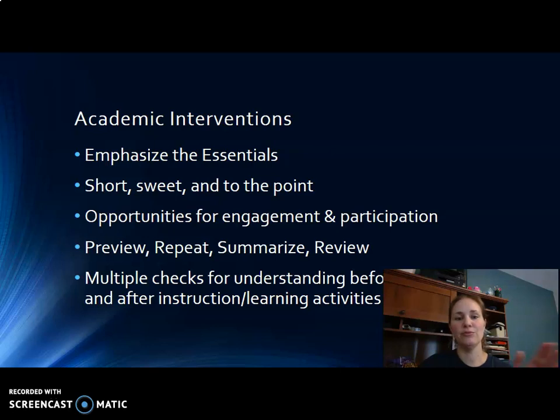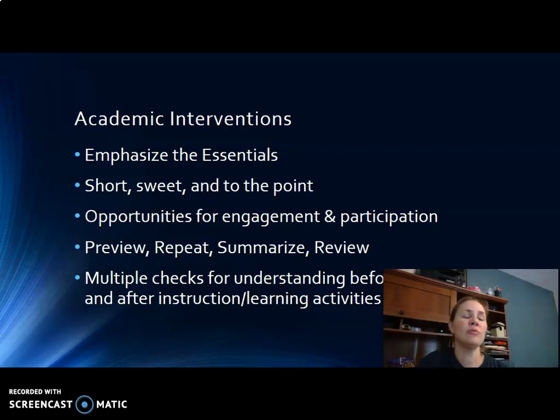Remember to preview, repeat, summarize, review. Tell them what you're going to do, tell them what you're doing while you're doing it, and then review what you did. Repeating yourself can serve all students' comprehension and engagement well. So again, a win-win with those common and effective practices in the classroom.